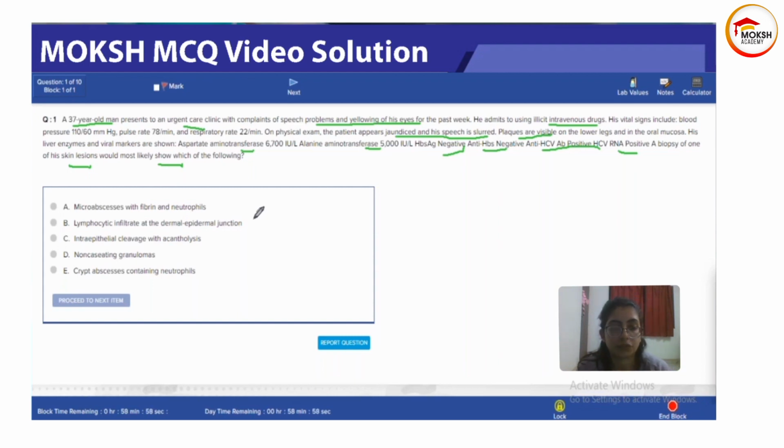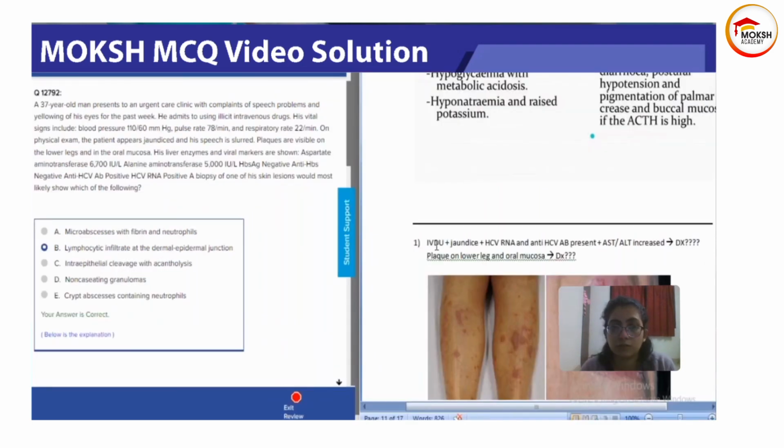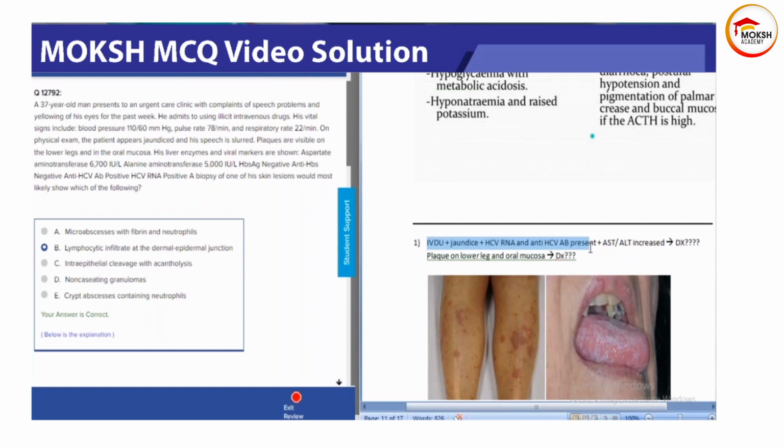the dermal-epidermal junction, intraepithelial cleavage with acantholysis, non-caseating granuloma, or crypt abscess containing neutrophils. The person in discussion takes intravenous drugs. He has a presentation of jaundice, and on liver studies he has HCV RNA and anti-HCV antibody present. AST and ALT are increased. So all of these are positive findings in this question. Based on this, what is the diagnosis in this patient? What liver condition is he suffering from?